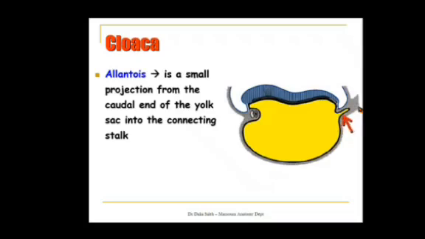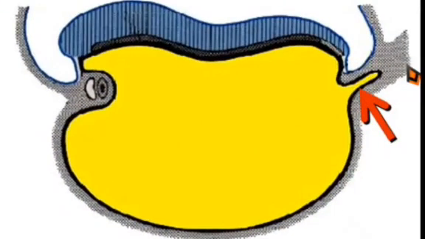For the beginning of the formation of the cloaca, first we need the appearance of a diverticulum. It is called the allantois. It is a small diverticulum or small projection that comes from the caudal end of the yolk sac and extends into the connecting stalk. Cranial to the allantois lies the cloacal membrane, and the cloacal membrane is just ectoderm and endoderm. There is no mesoderm that develops between these two layers.